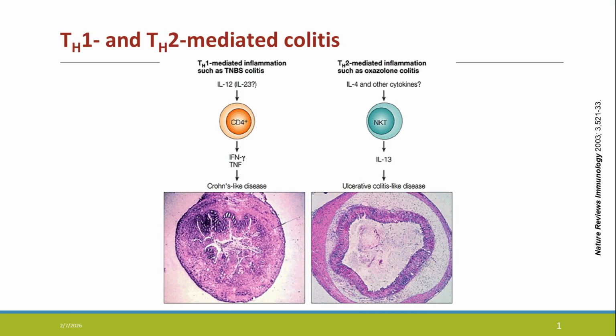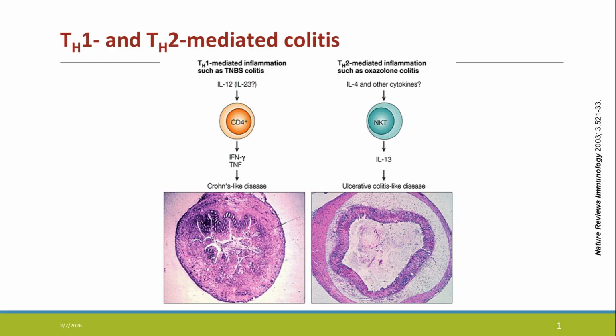Crohn's disease is mainly Th1 mediated, with cytokines like TNF-alpha and interferon gamma. Ulcerative colitis tends to be Th2-like. This difference explains why some drugs work better in one disease than the other. Therefore, cytokine biology directly guides pharmacology.